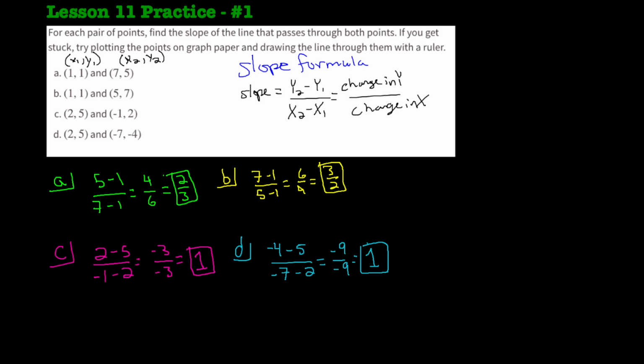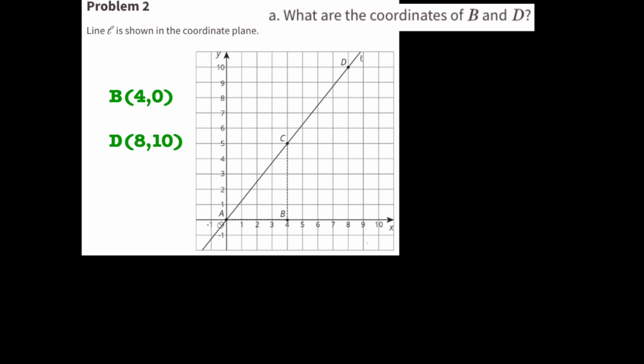Moving on to number 2, it says a graph of the line L is shown on a coordinate plane, and it says what are the coordinates for B and D. So kind of like we've been doing before, again, find your location, find your points on the graph, and say, okay, I have my x value, I have my y value.